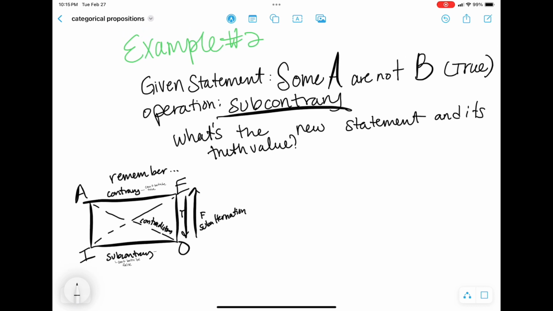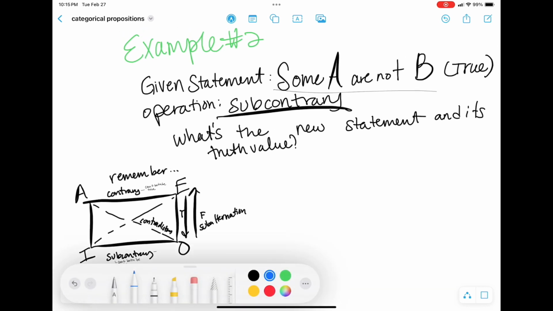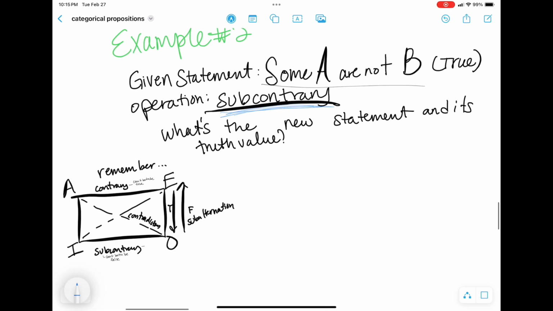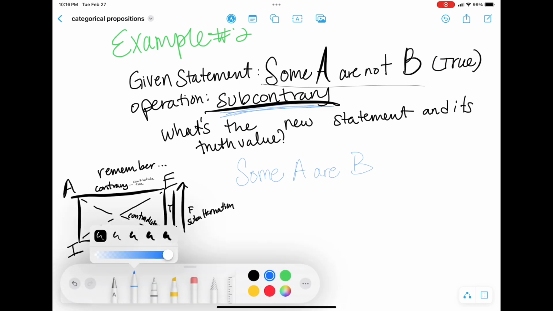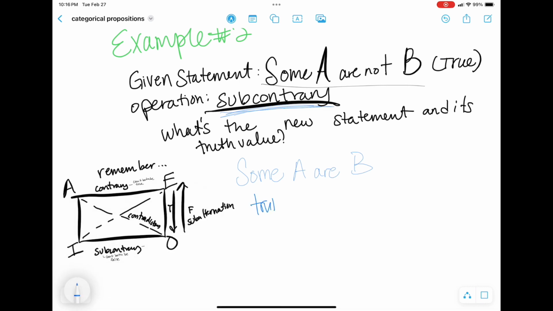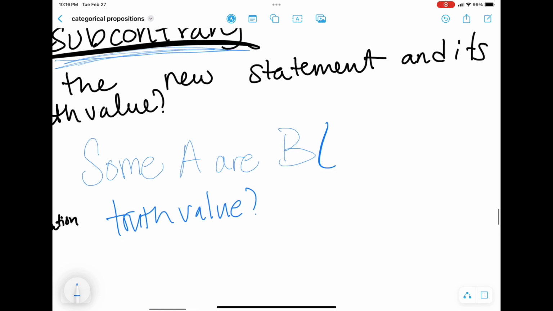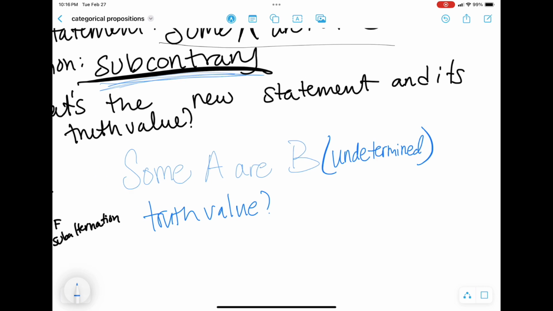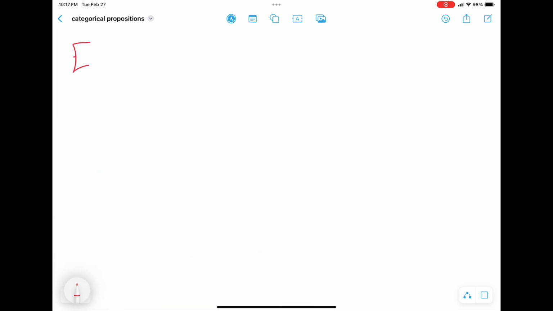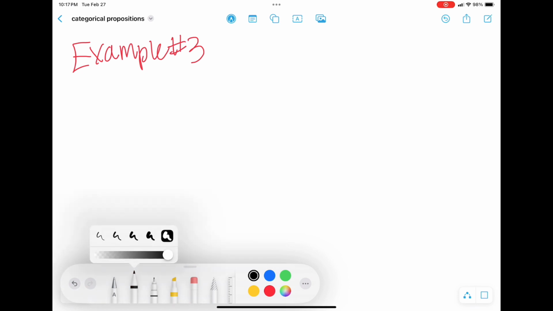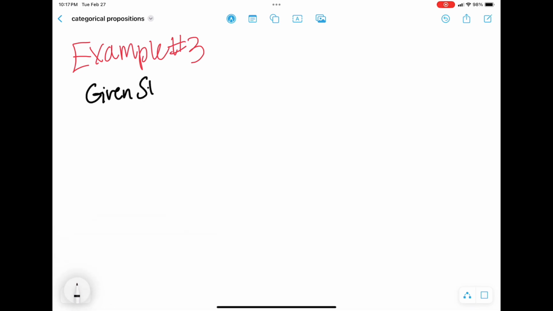The new statement here, given that what we have is an O statement, some A are not B, follows the form of an O statement. So we want to switch it to its corresponding I claim, some A are B. Given that the first claim was true, we do not know the truth value of the new claim because both subcontrary claims can be true. They just can't both be false.